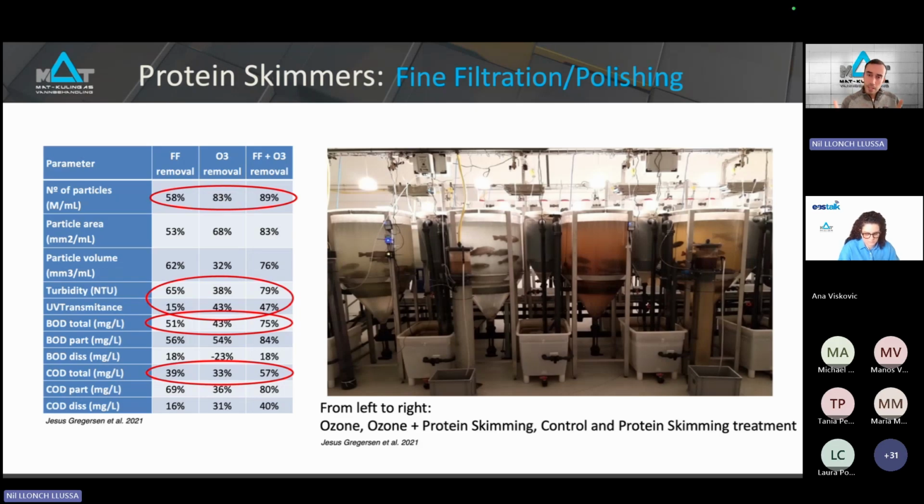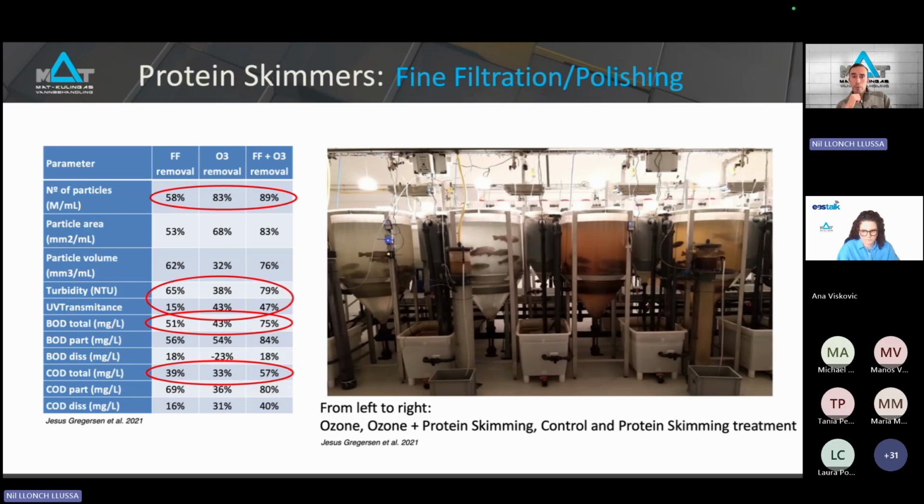This is a freshwater system, I want to point out. So the effect of skimming was limited compared to marine water. If we look at the table, we have three treatments. I excluded the control here.